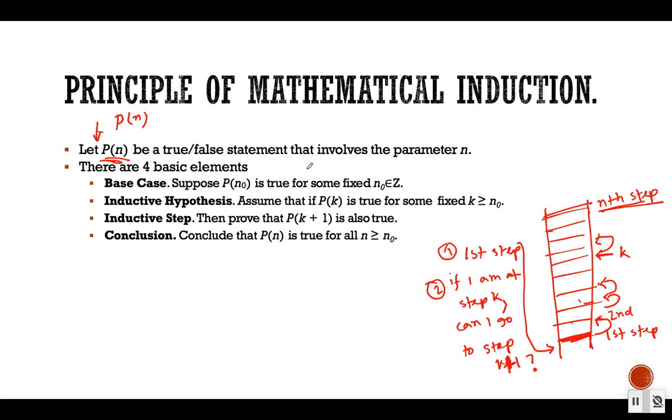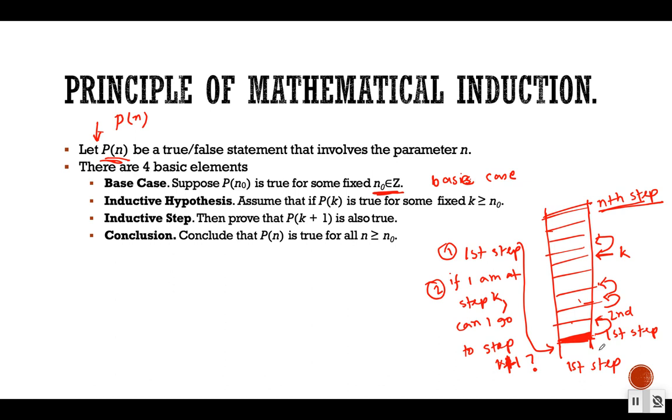First, we are going to prove that our propositional function is true for some fixed value n naught, which belongs to the integers. Here n naught is known as the base case, and it is our basic step, our first step. In the ladder example, if I want to go to any step, I have to take the first step. So taking the first step is our base case.